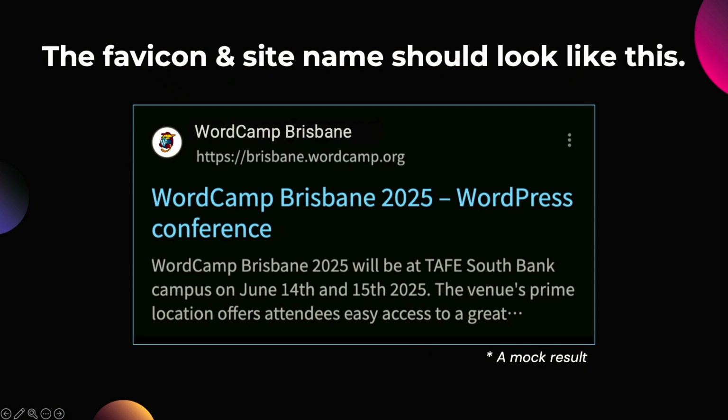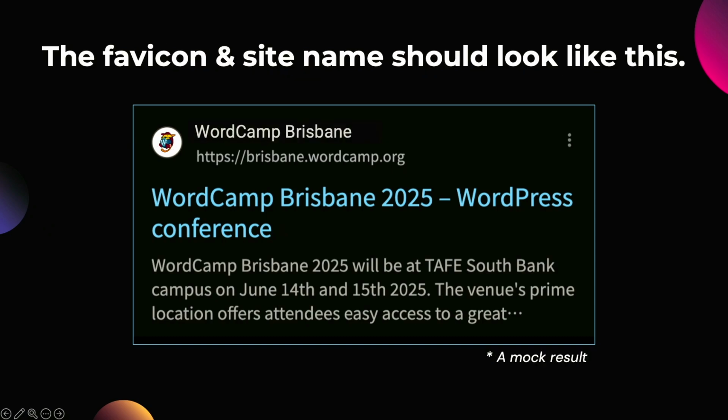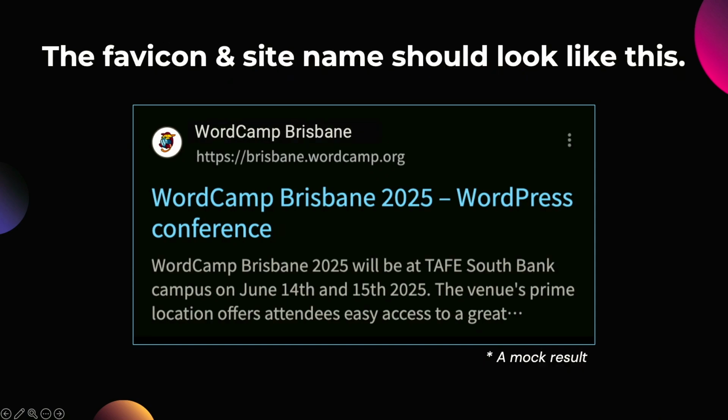First, here is what the search result for WordCamp Brisbane should have looked like. This is a mock result I created. This is not a real result. This is the real result, and I made this. Site name and favicon is wrong. After some investigation, I discovered the cause.